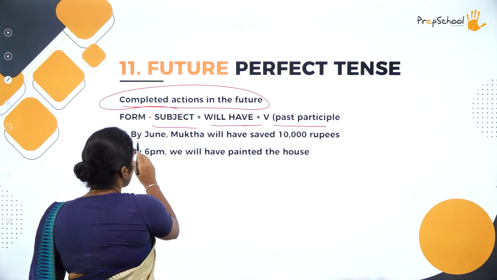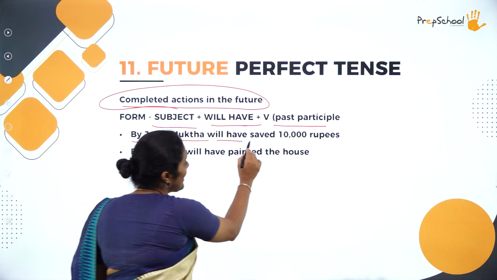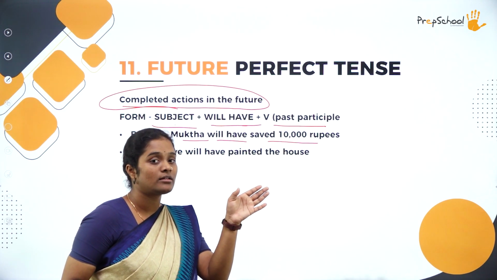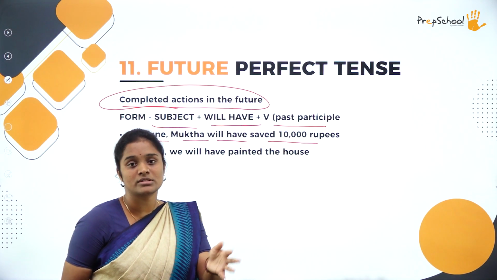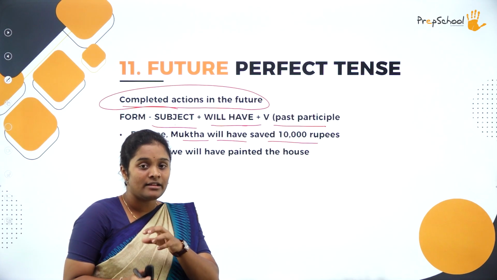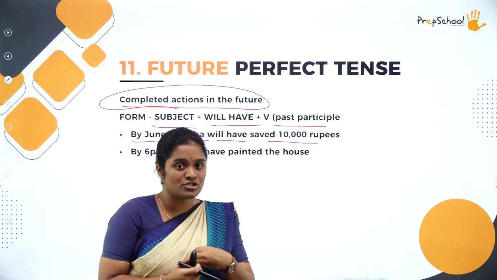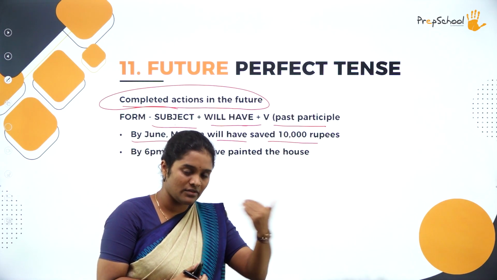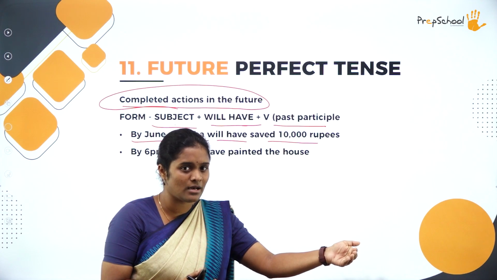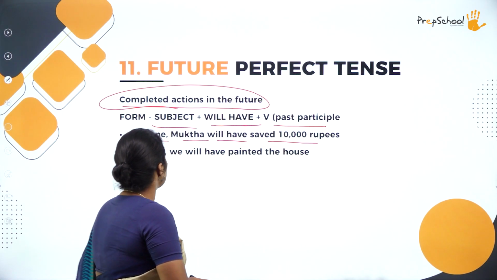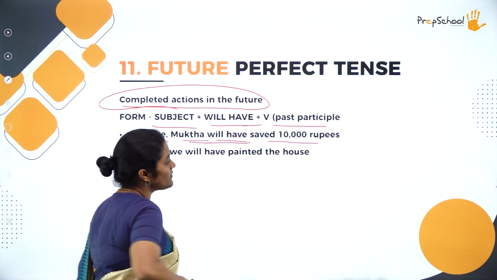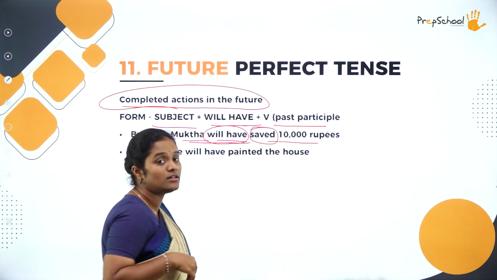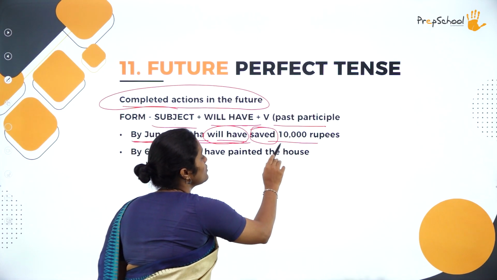By June, Mukta will have saved 10,000 rupees. So probably Mukta has started saving somewhere in January, like 2,000 per month, and you are speaking about it now in January. By June, somewhere in the future, Mukta will have saved. If she starts now, 2,000 per month, she would have saved. Will have plus verb in the past participle form, saved 10,000 rupees.